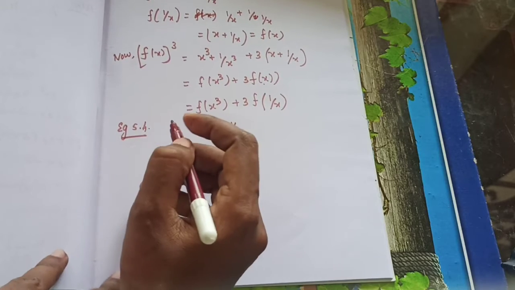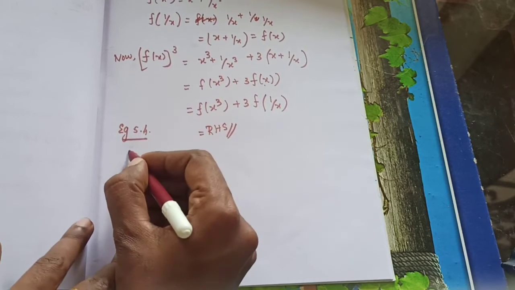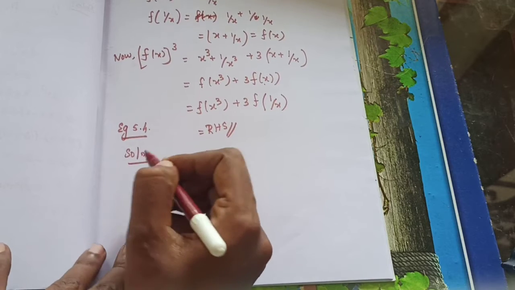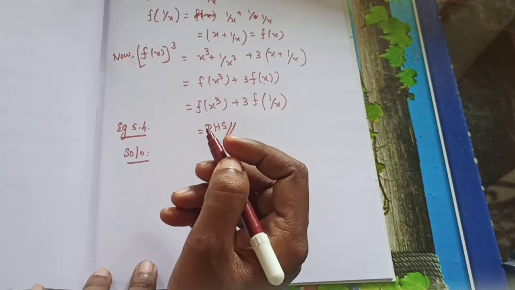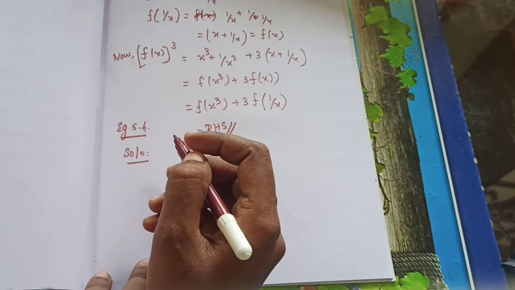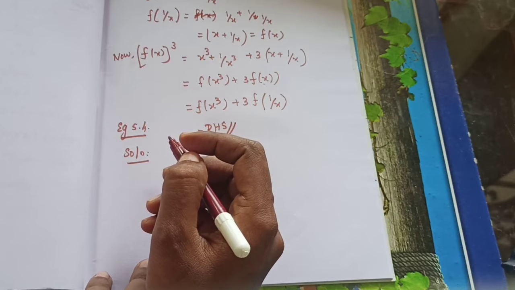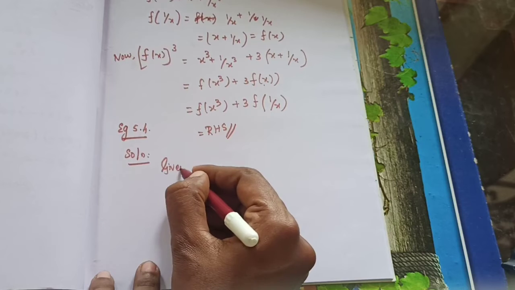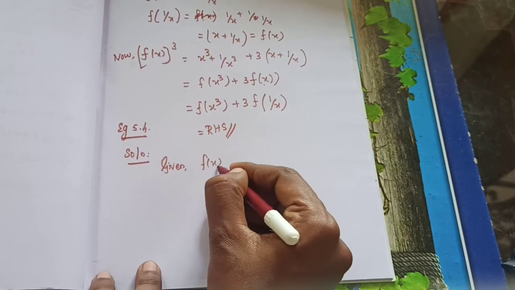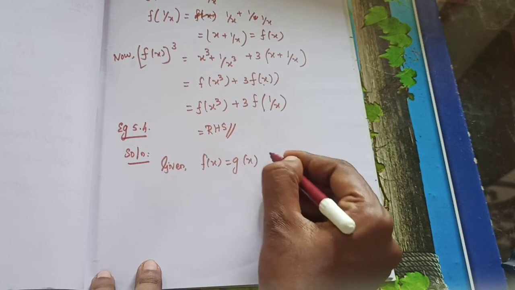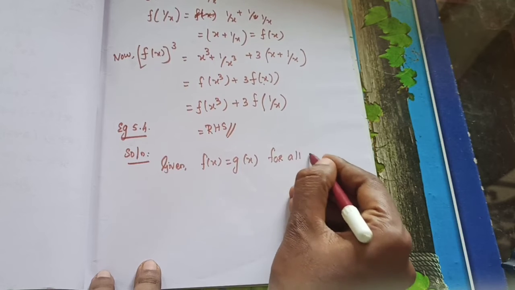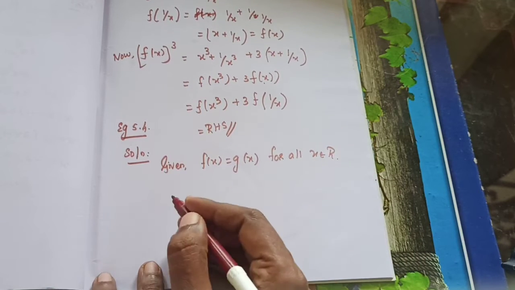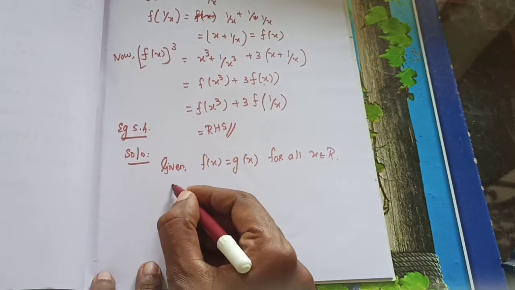So one more question we can do here today. Example 5.4. You take down the question from your book. I am not going to write the question. Let f be defined by f(x) = x − 5 and g be defined as g(x) = λ. Find λ such that f(x) is equal to g(x). So it is given in the question, f(x) is equal to g(x) for all x belongs to R.